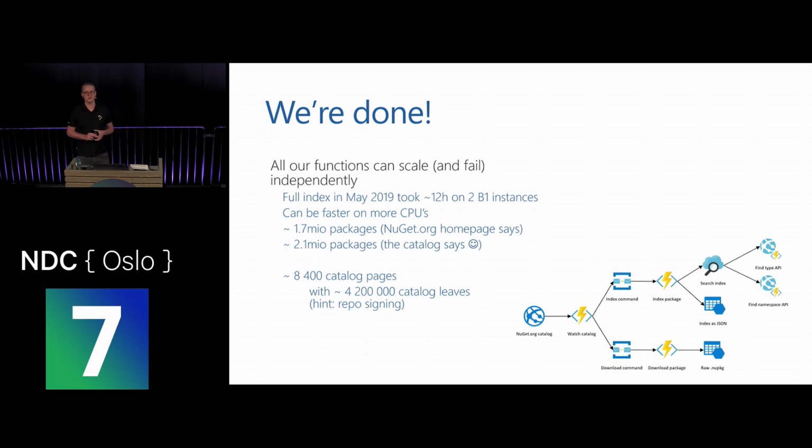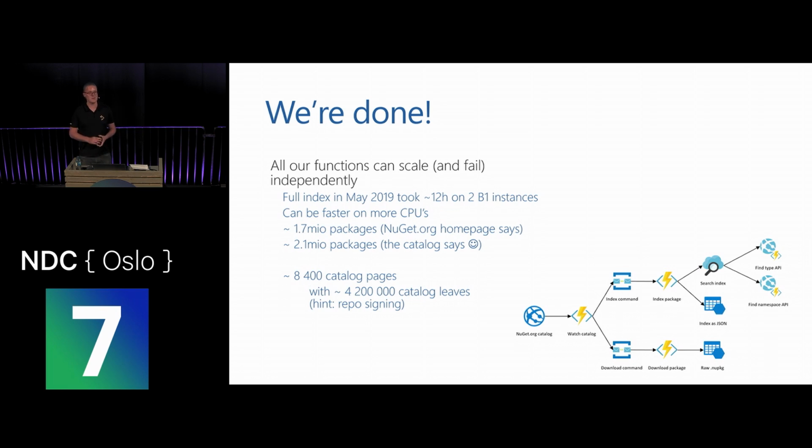If you go to the NuGet.org homepage, you will see there's like 1.7 or 1.8 million packages listed by now. According to the catalog that we scanned entirely, there's 2.1 million packages on NuGet. So there's a slight discrepancy there. No idea what it is, but there's more packages to be found on NuGet.